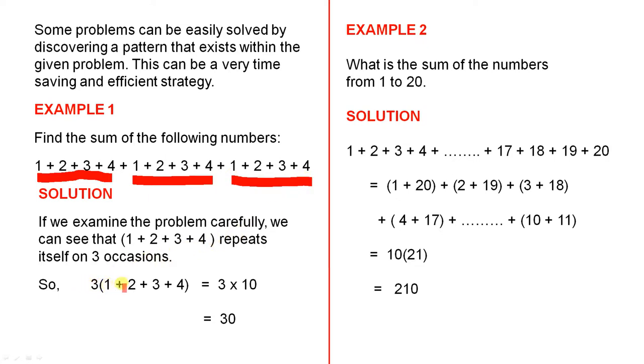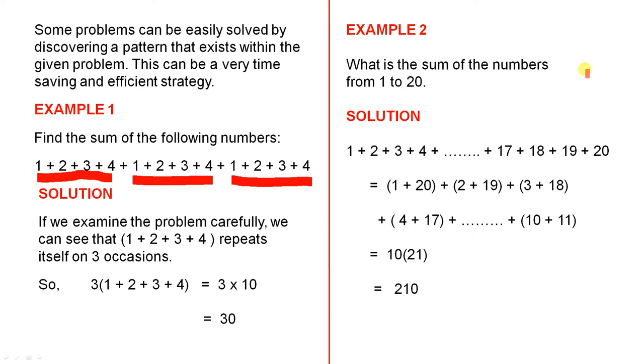So, if we have 1 plus 2 plus 3 plus 4, and it repeats itself 3 times, we multiply 3 by the sum of those 4 numbers. Now the sum of those 4 numbers is 10. 3 times 10 is 30. So that is the sum of those numbers.